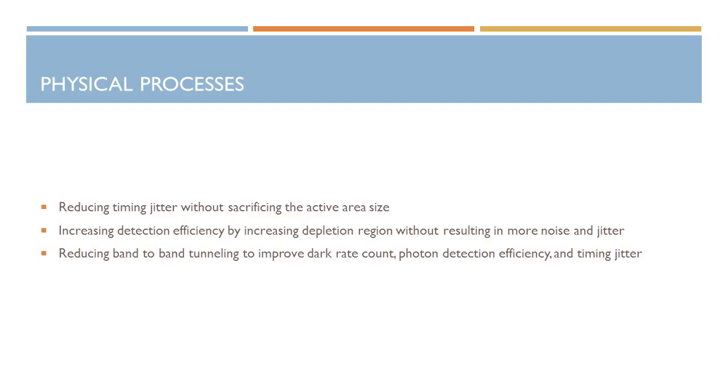This goes hand in hand with trying to increase photon detection efficiency. Instinctively, it is easy to assume that increasing the depletion region of the diode will allow us to increase the photon detection efficiency. But increasing the depletion region will also cause more timing jitter and noise. Another challenge is to reduce band-to-band tunneling in the single photon avalanche diode. Doing so will improve dark count rates, photon detection efficiency, and timing jitter.